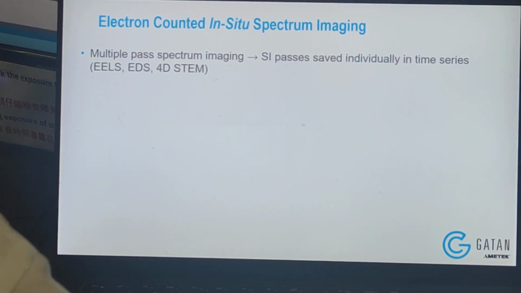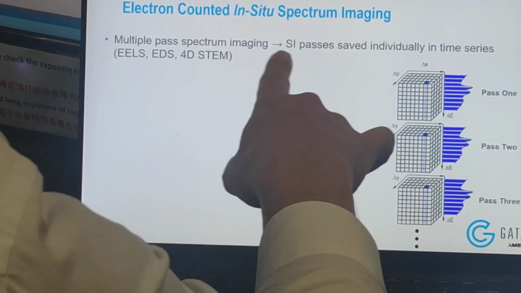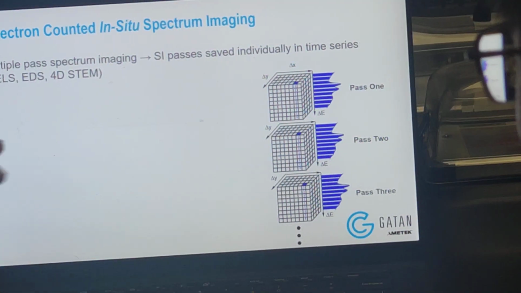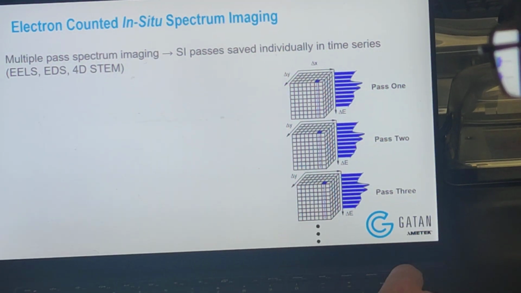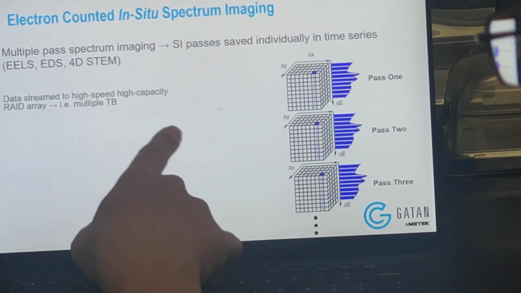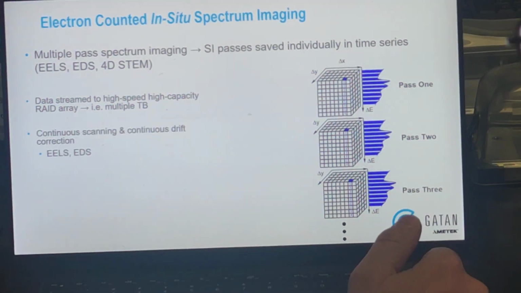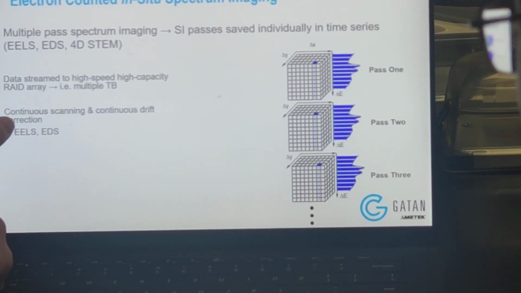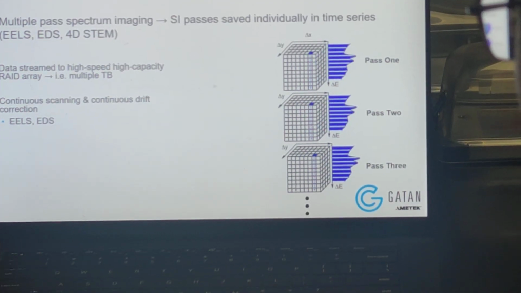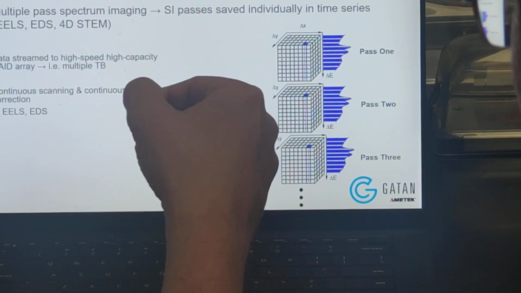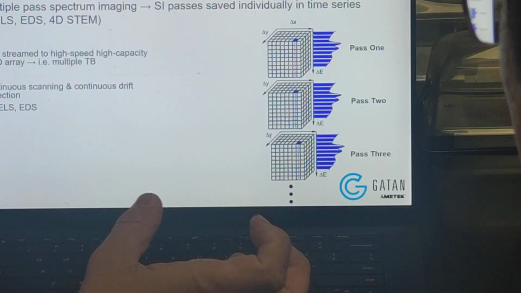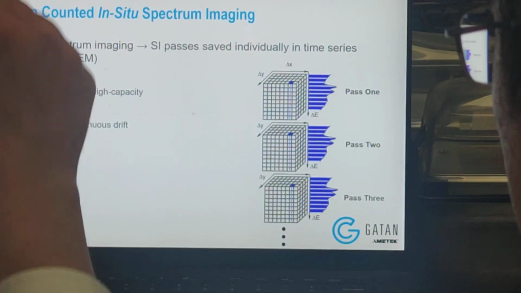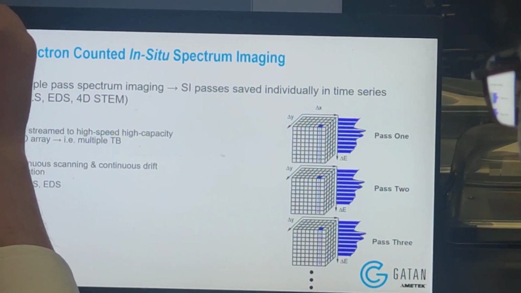The big thing is the way this works in the software: we're saving these as a time series, one frame at a time, to the high capacity RAID array. This is what really helps, because the new Digiscan has a continuous scanning mode. When it gets to the end of the frame, instead of taking 2 or 3 seconds to reset, it just keeps going. As soon as it gets to the last pixel, it goes back to the first pixel.